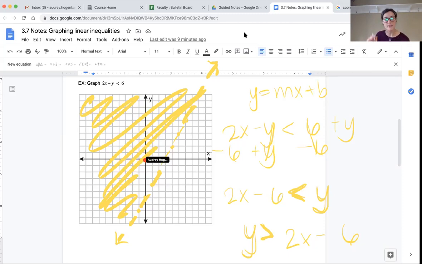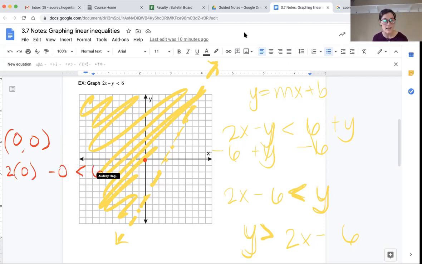And you have to pick a point that's very clearly on the left side of the line or the right side of the line, right? So I'm not going to pick a point on my line, and 0, 0 is not on my line, so I'm good there. So then I'm going to plug that in. So if I plug in 0, 0, I have 2 times 0 minus 0 is less than 6.